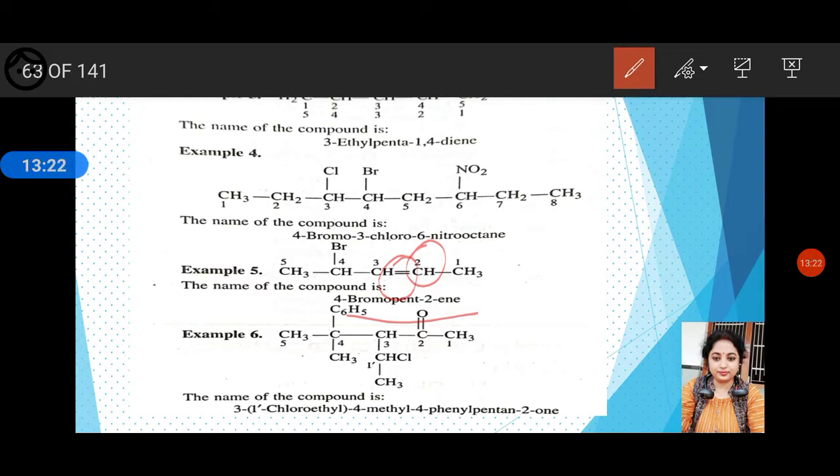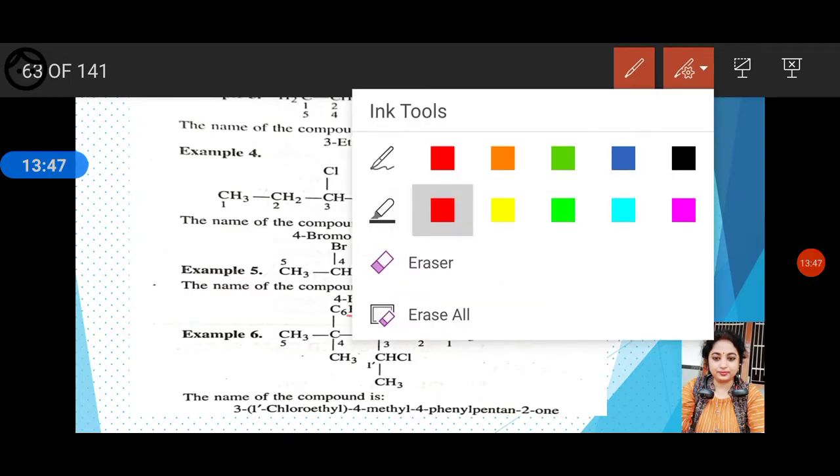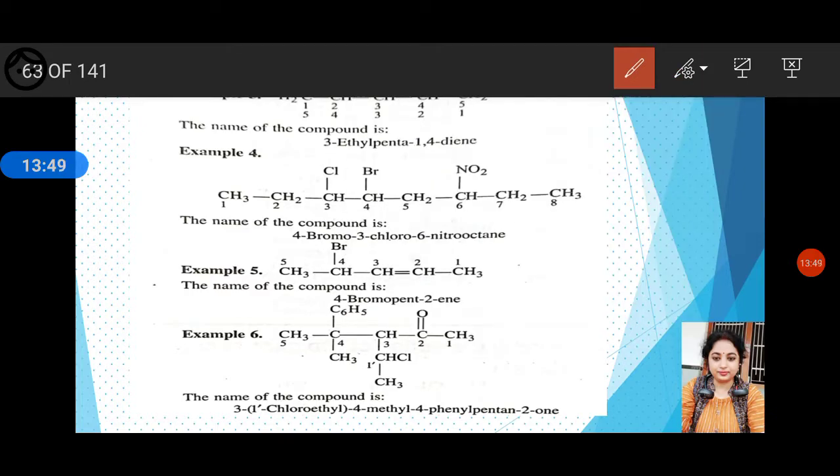The name should be so clear that if we have to make the structure of the compound, we should be able to write the structure without any difficulty. So at every position, whether on 1, 2, 3, for a double bond, just writing ene is not sufficient. We have to mention that at second position ene is present. So it should be very clear. Now let's move on to the next question.